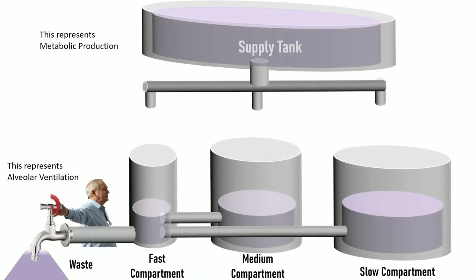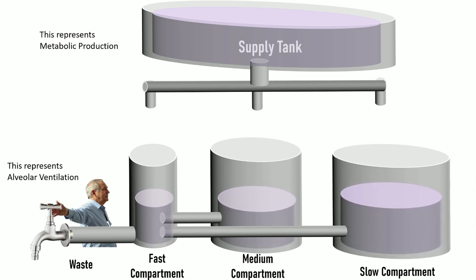Now we're going to turn off the tap and make the patient apneic. Note our starting point. The CO2 content of the three compartments has significantly reduced. CO2 is constantly being produced by the tissues, but only at a rate of 200 mils per minute. Over time, the different compartments slowly fill up.